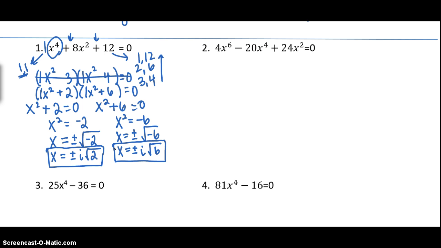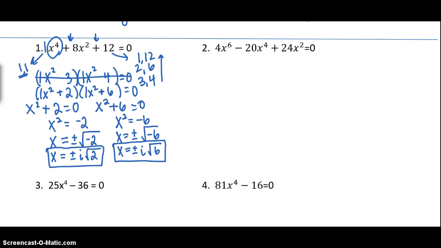So check this out. We have 4 answers, and we have a 4th power here. So in case you're ever wondering, you should have as many answers as the highest power, okay? So I have 4 answers. This is to the 4th power. I am good to go. So let's look at number 2.